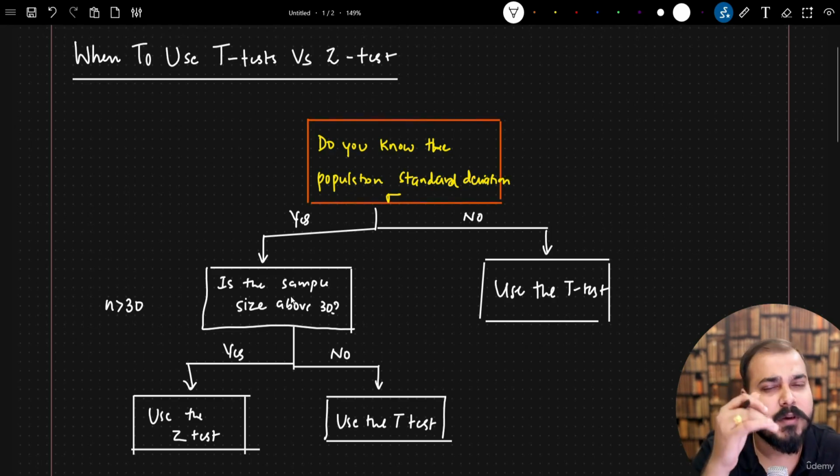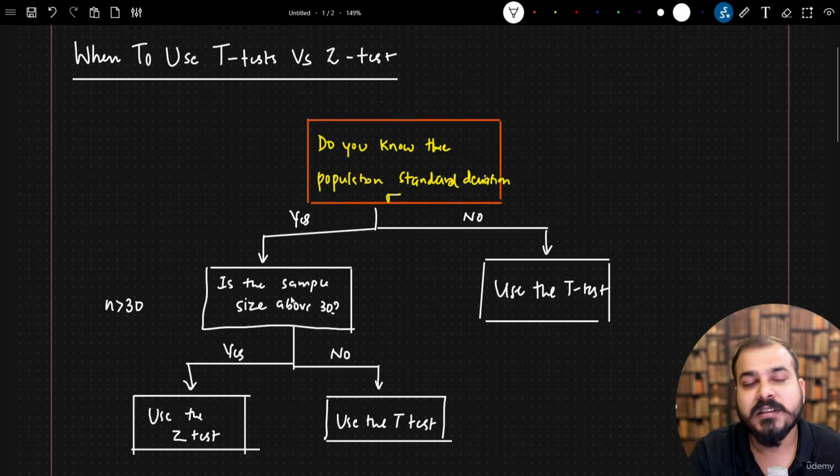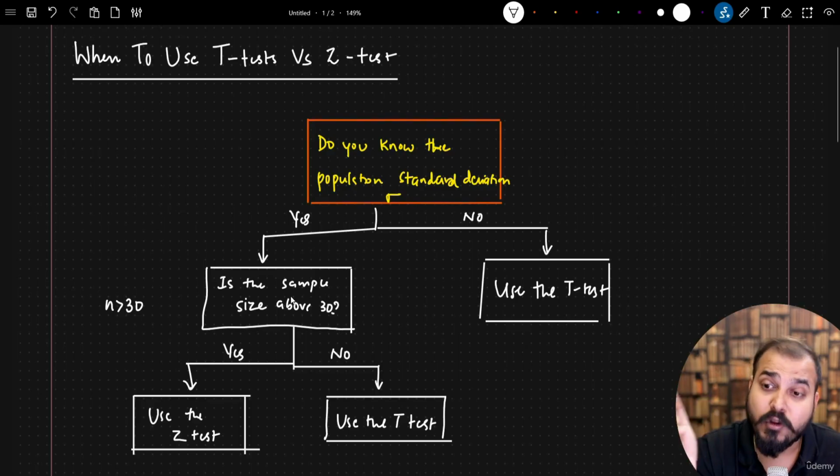With respect to all the previous problems that we have done, you will be able to see that if population standard deviation is not given, we have used the t-test. If population standard deviation is given and your sample size is greater than 30, then you have to go ahead and use the z-test, right? So yes, in this video, this was a separate topic to discuss, and it is always good to know in what scenario what needs to be used, and it can also be asked in an interview.